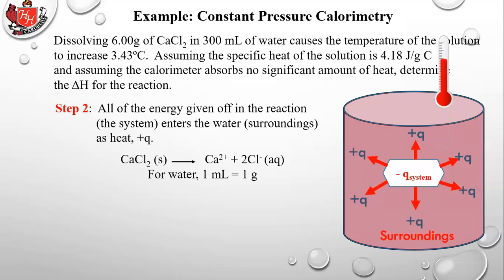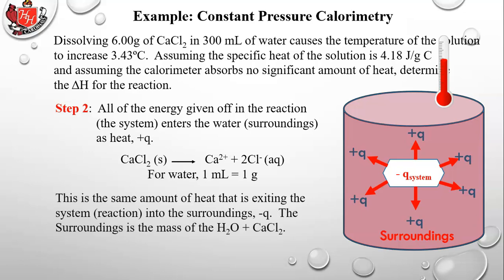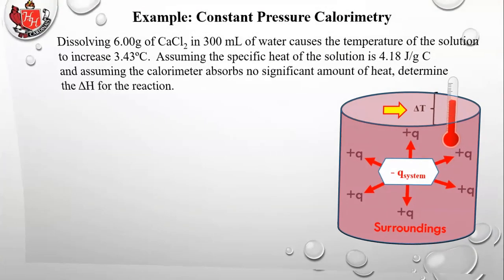So that heat comes out of the chemical bonds, the energy comes out of the chemical bonds in the form of heat. It spreads out uniformly throughout the water. That is, it's evenly everywhere. And the temperature of the, when I said water, I meant solution. The temperature of the solution goes up. So this is the same amount of heat that is exiting the system, the reaction, into the surroundings. So to the system, it's negative Q, and to the surroundings, it's positive Q. The surroundings is the mass of the water plus the calcium and chloride ions.